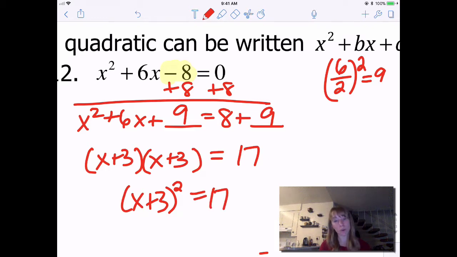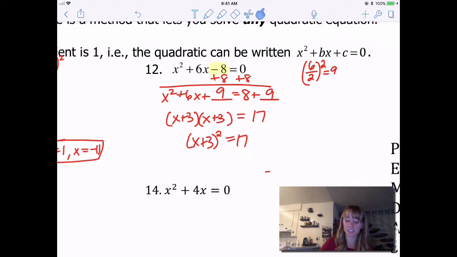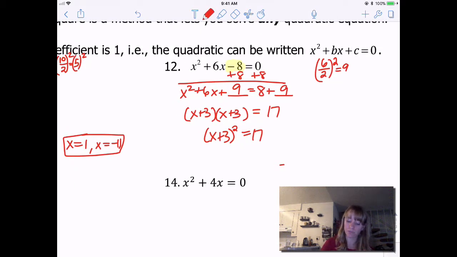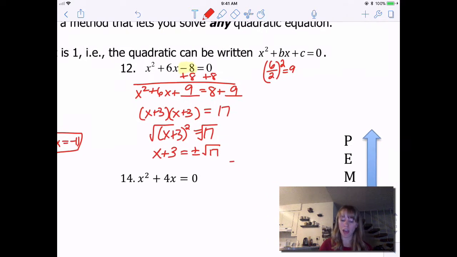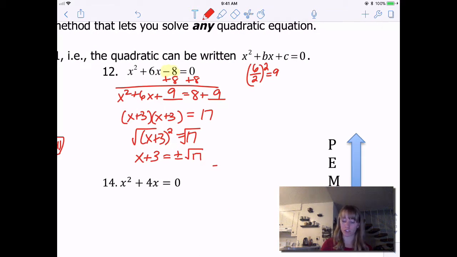Now all I have to do is go ahead and solve. So this is old news. I take a square root of both sides, and I get x plus 3 is equal to positive or negative square root of 17. I want you to actually write two equations just so you get in the habit. X plus 3 equals the square root of 17. X plus 3 equals the negative square root of 17.